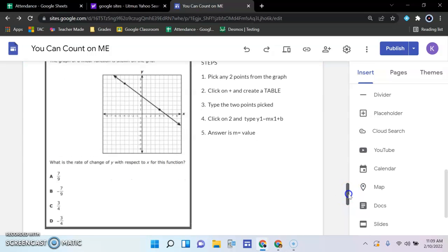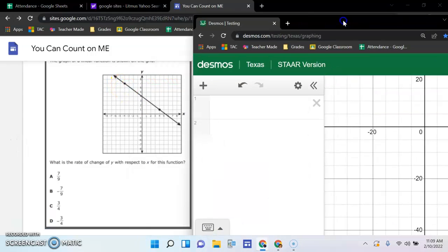On this problem, they're giving us a graph and they're asking for the rate of change. So what you need to do is pick 2 points, any 2 points from the graph. The good thing about these examples is that they're already given to us. So what we're going to do is open up our decimals calculator.